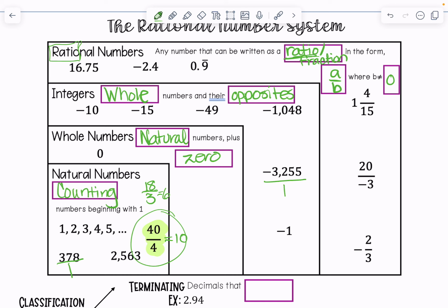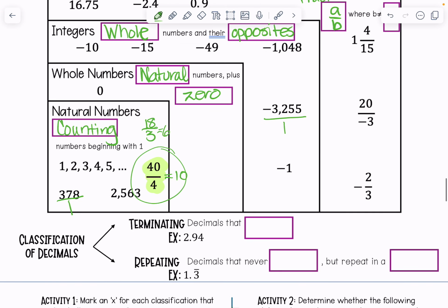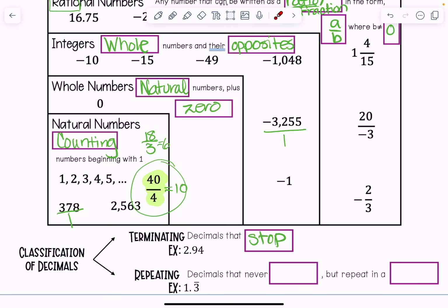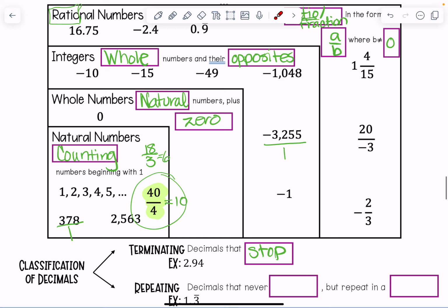So that rational number system is going to start introducing some fractions, mixed numbers, and 2 types of decimals. So you're going to have terminating decimals and repeating decimals. Terminating decimals are decimals that are going to stop. So this is going to be your 2 and 94 hundredths, 16 and 75 hundredths, negative 2 and 4 tenths.